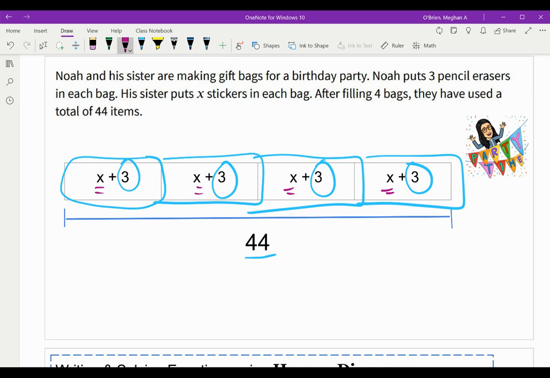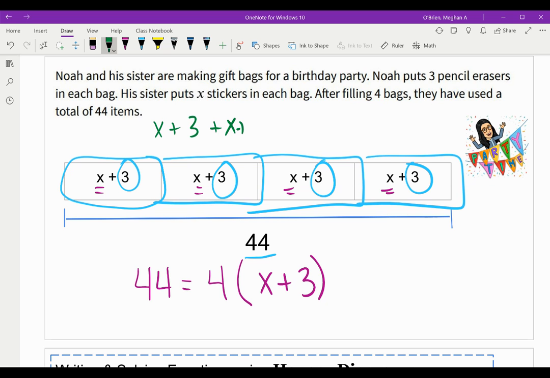Okay, so I'm thinking, if I was to write an equation, 44 equals, let's see, I could do 4 groups of x plus 3. That could be one version of the equation. There's more that work too. Someone could write x plus 3 plus x plus 3 plus x plus 3 plus x plus 3 equals 44. That'd be a long version of an equation that works.